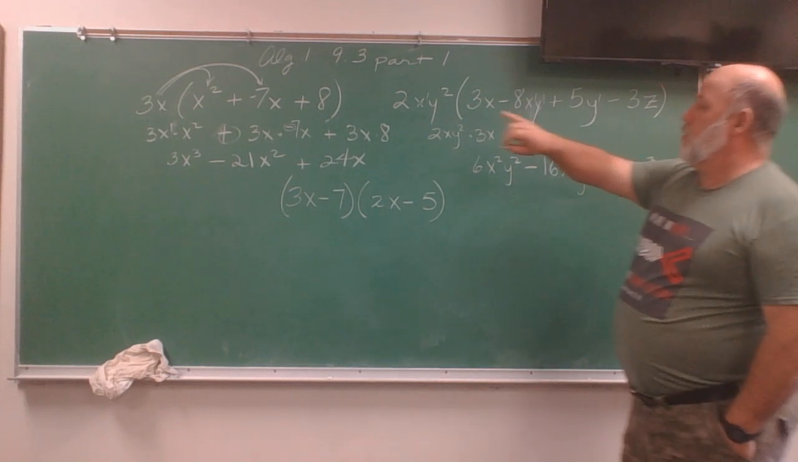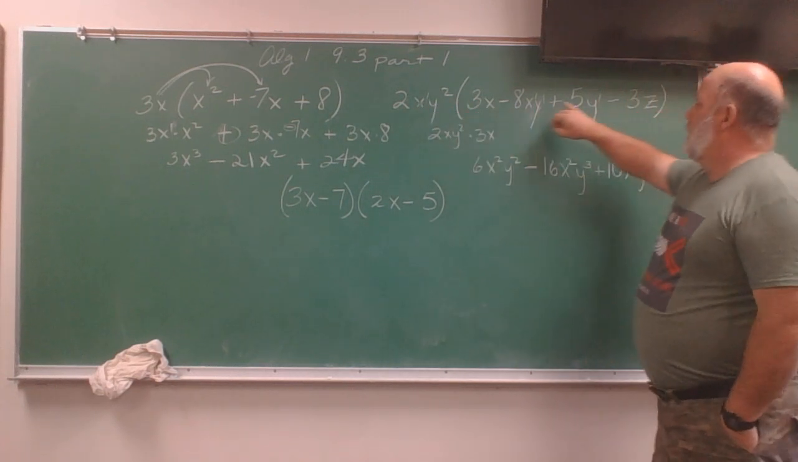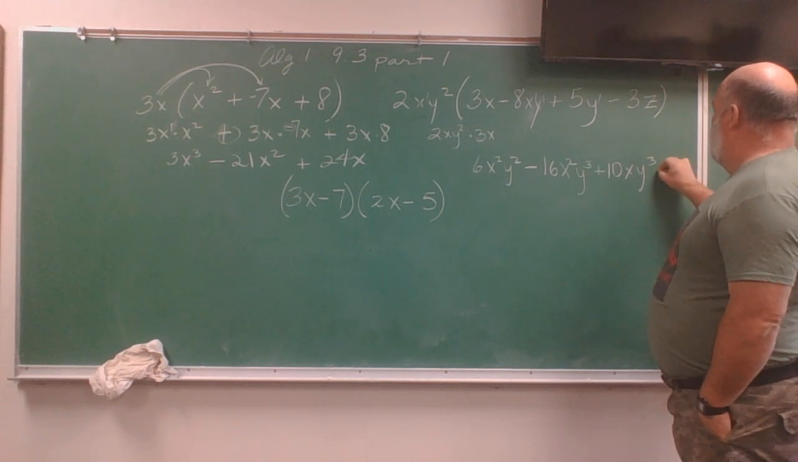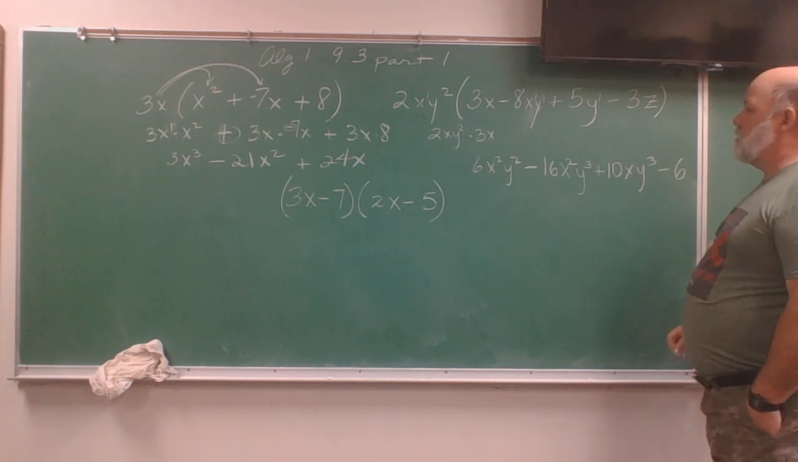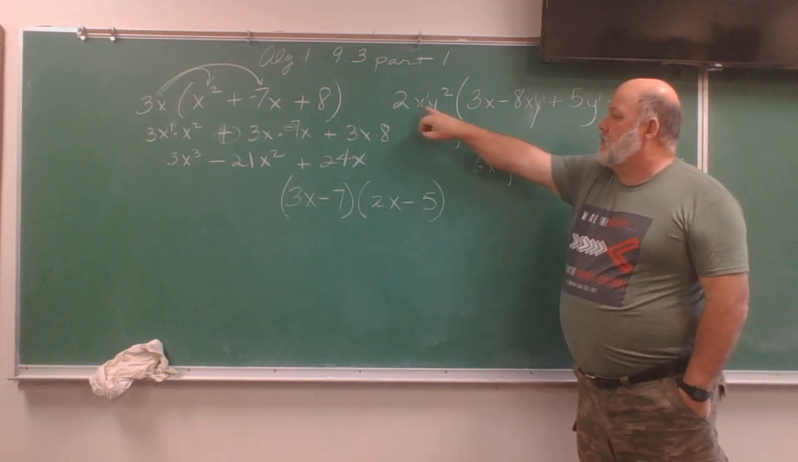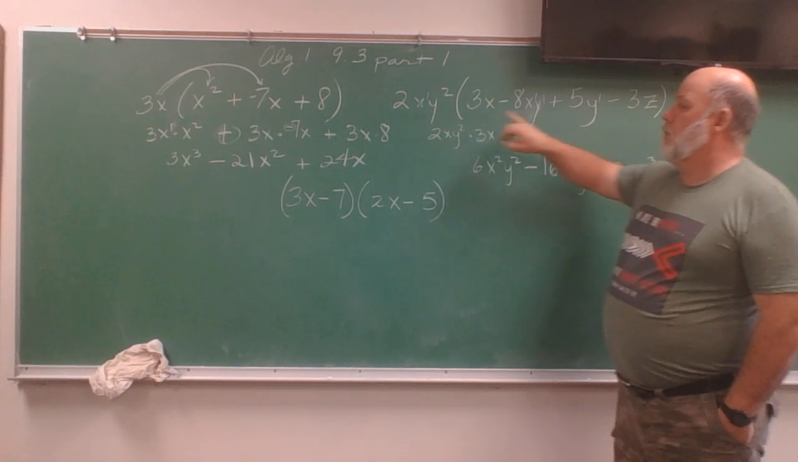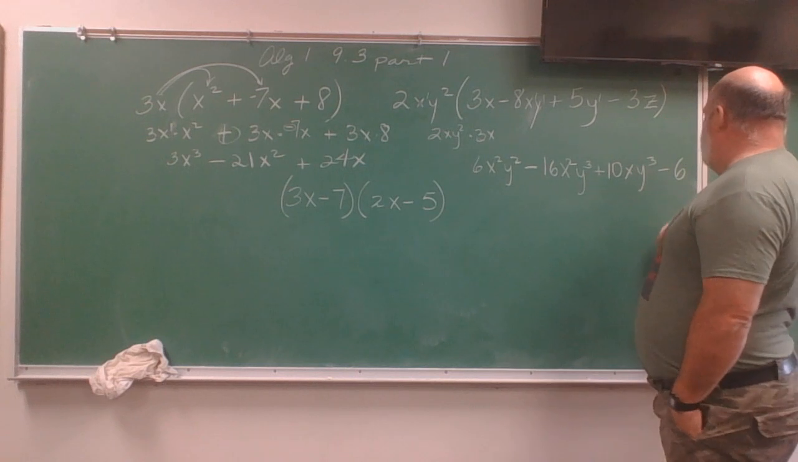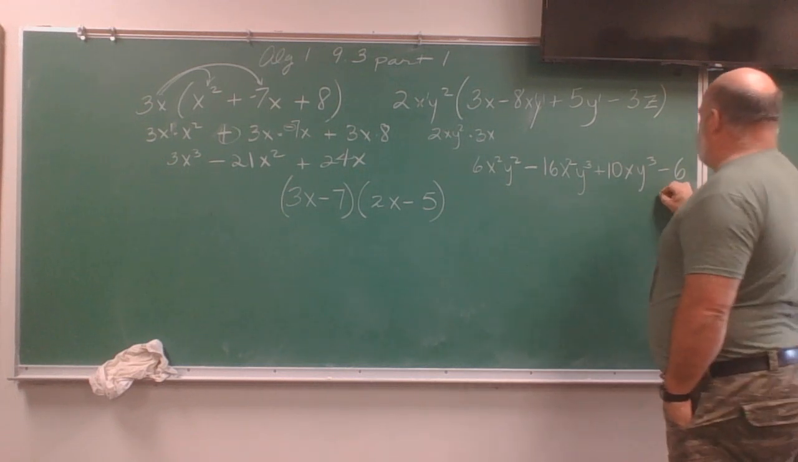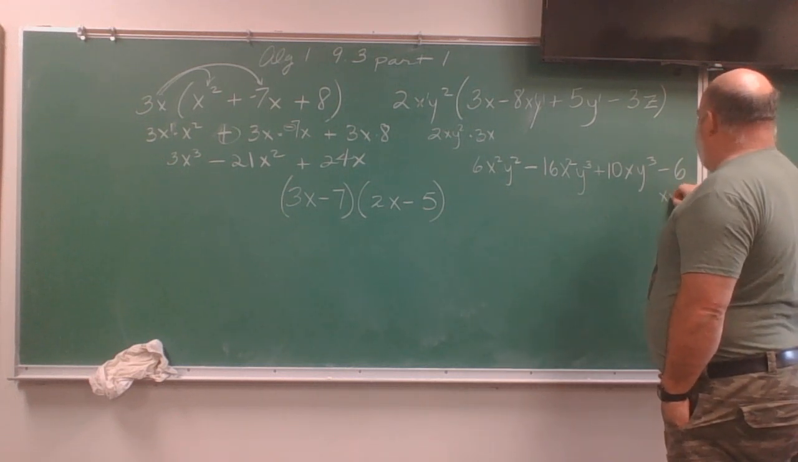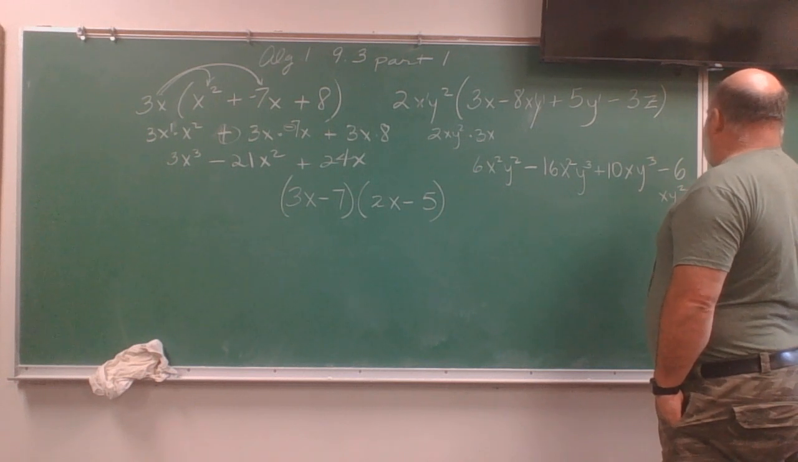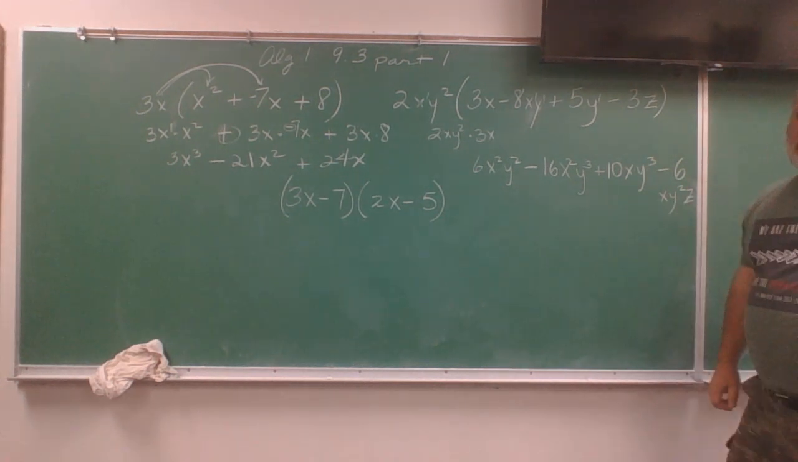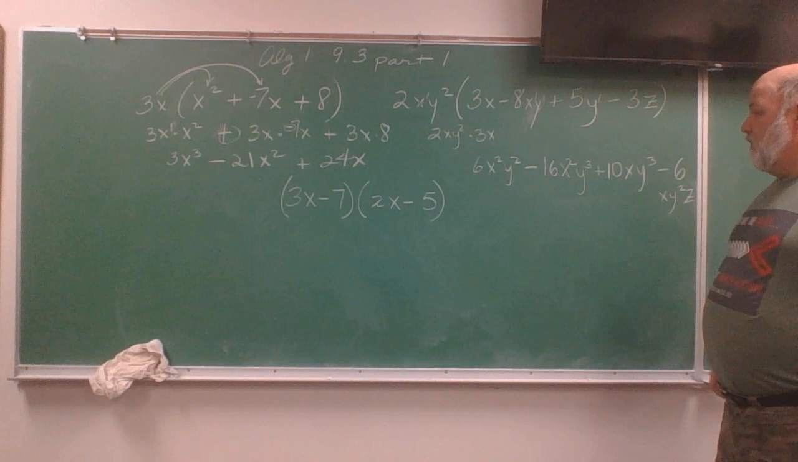For my last term, I've got 2 times negative 3. That will give me negative 6. X, there are no x's in here. Y squared. There are no y's in here, but there is a z. That will be negative 6x y squared z. There was nothing for those x, y's, and z's to combine with.